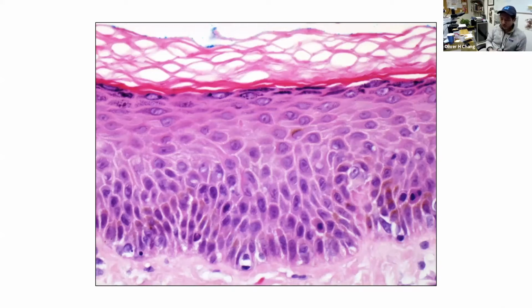On electron microscopy, you can also find things called Odland bodies, and these are little lamellar bodies containing granules that are secreted into the intercellular spaces, which adds to the permeability barrier, so it makes your skin relatively waterproof.